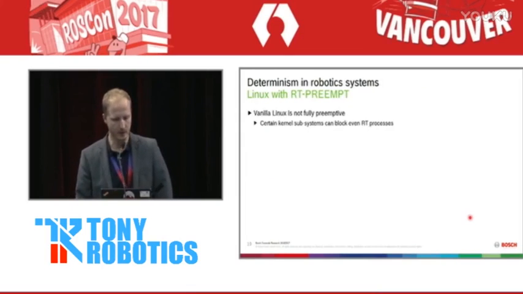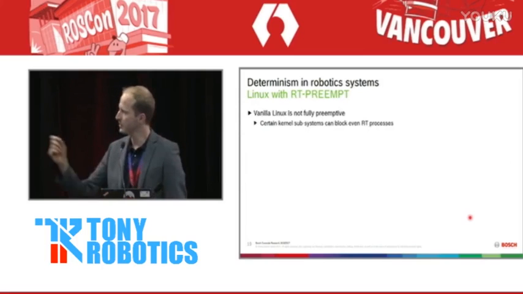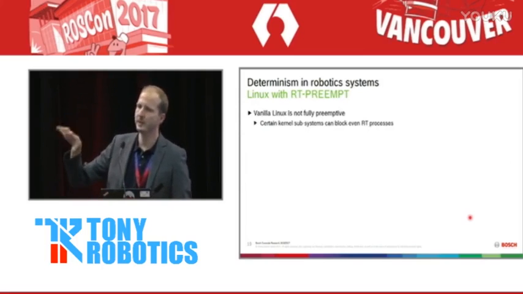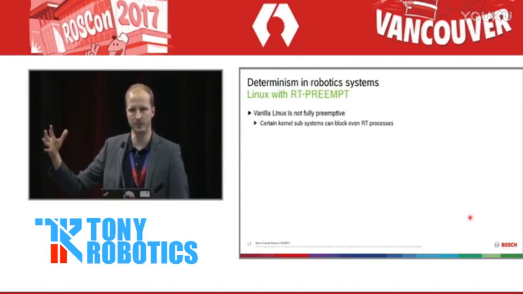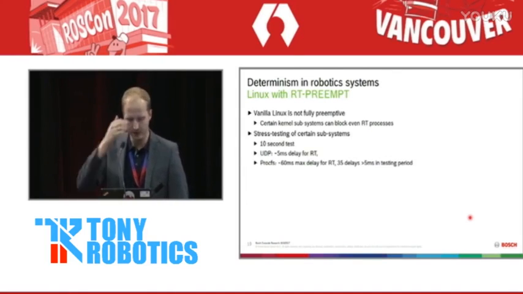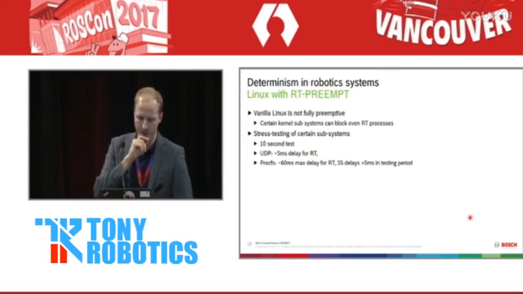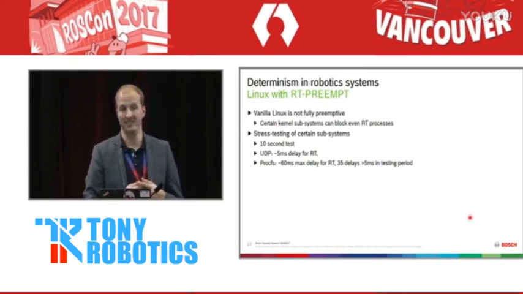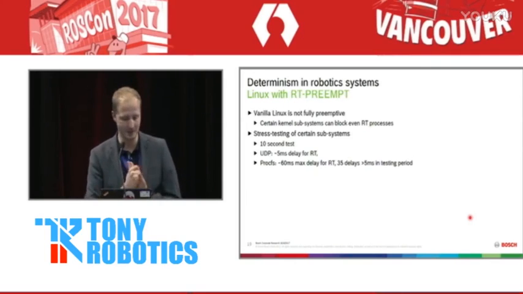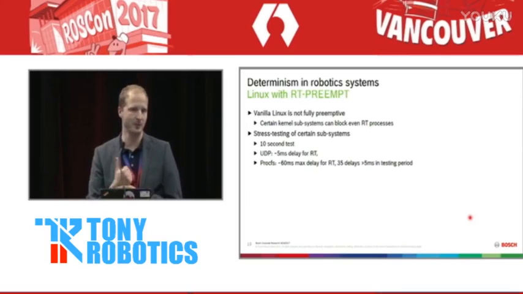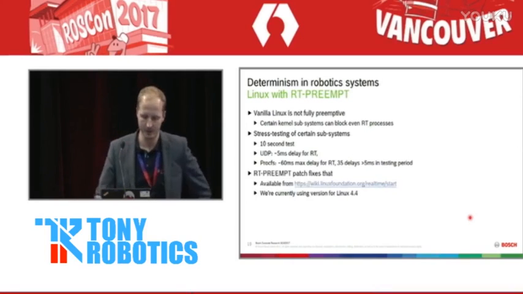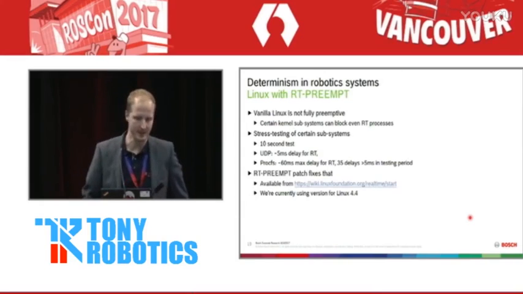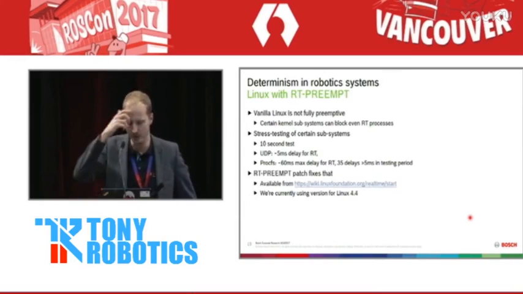And that's why you want to use Linux with RT preempt. The reason for that is the kernel subsystem can block real-time processes in the vanilla kernel. If you want to do some testing on that, if you have UDP traffic, for example, you can easily get these 5 millisecond delays. If people access procfs in a stress testing environment, which is probably rare, but could happen, then even for real-time processes, we see up to 60 milliseconds delay. So use the real-time preempt patch. That's where you can get it. We're doing that in all of our systems.